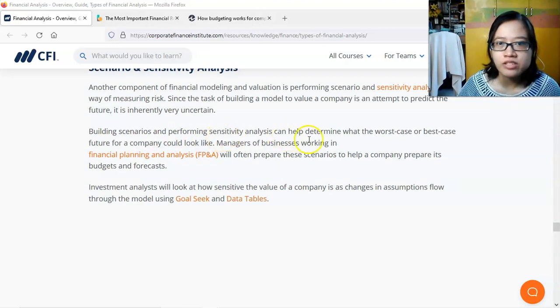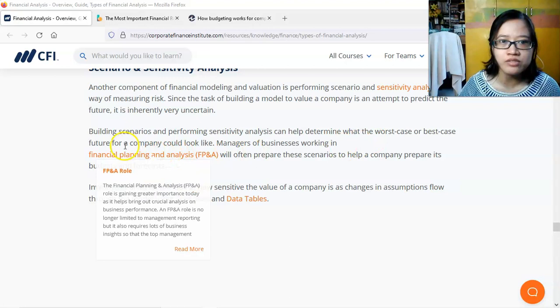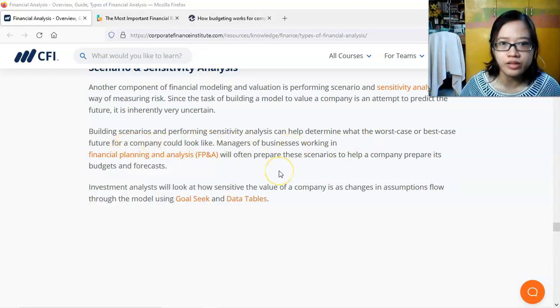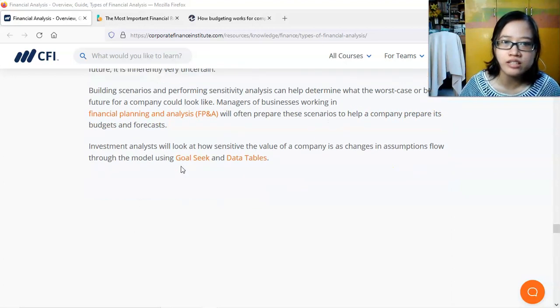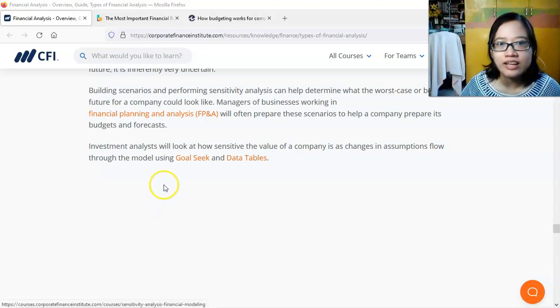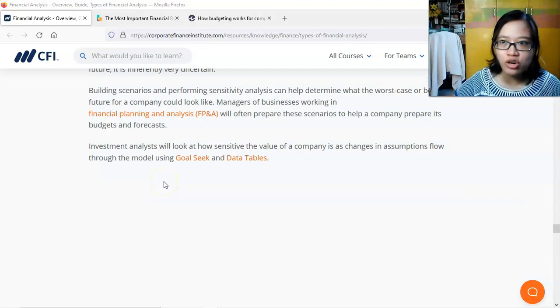Building scenarios, performing sensitivity analysis can help determine the worst case or best case future for a company could look like. Help a company prepare its budgets and forecasts. Kaya minsan merong mga naka-earmark, merong, tawag dito? I forgot the term. Hindi naman emergency fund, pero parang emergency fund, similar term to that, na yun nga, in case na ganito yung maging situation, merong nakaabang na pondo yung company to react to that particular situation.